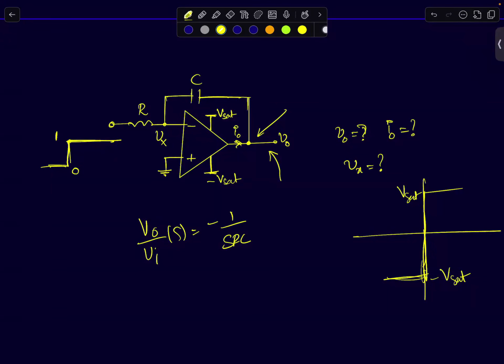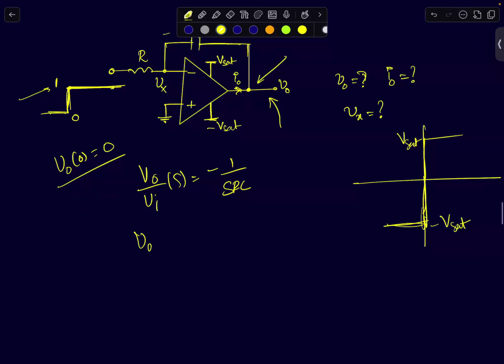I will also ask you to assume that the initial voltage V0 of 0 is 0. Initially, the capacitor is discharged, so there is no voltage across it. Now at t equal to 0, I'm suddenly applying a unit step input, 0 to 1. In time domain, I can write V0 of t as minus 1 by RC integral Vi of t dt, from 0 to t, right? The input is 0 before t equal to 0. So if I substitute Vi equal to 1, because it's a step input, all I'm going to get is minus t upon RC.